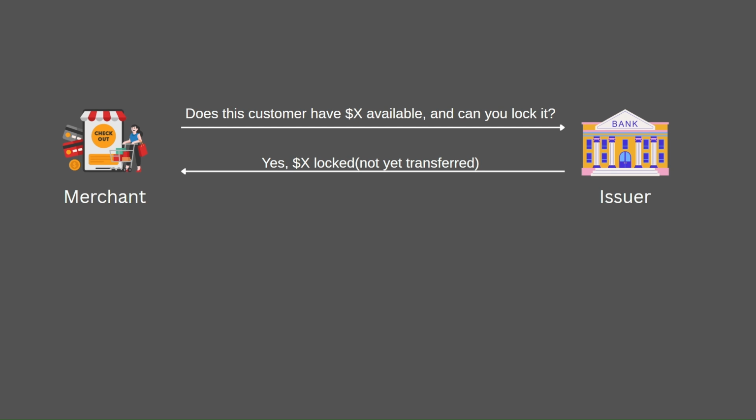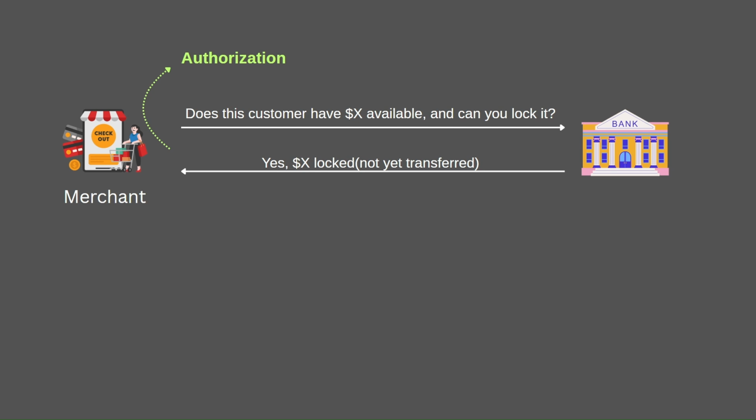Now notice in this case, although the issuer has locked the required amount, the amount has not been transferred yet. There is no payment yet. And this is called the authorization. Authorization is a process, a request made by the merchant to apply a hold on a certain amount, and that request goes to the issuer. The issuer is again the bank of the customer.